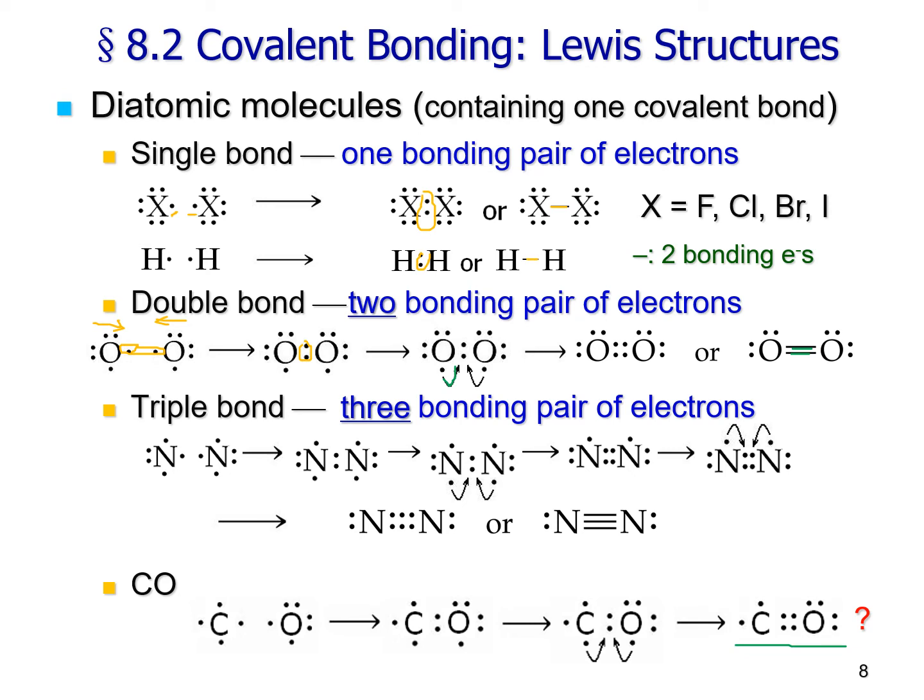We can store it, right? We can put it in a tank for a very, very long time. What does that mean? It means this Lewis structure is wrong, because this structure cannot explain the chemical property of CO in reality.